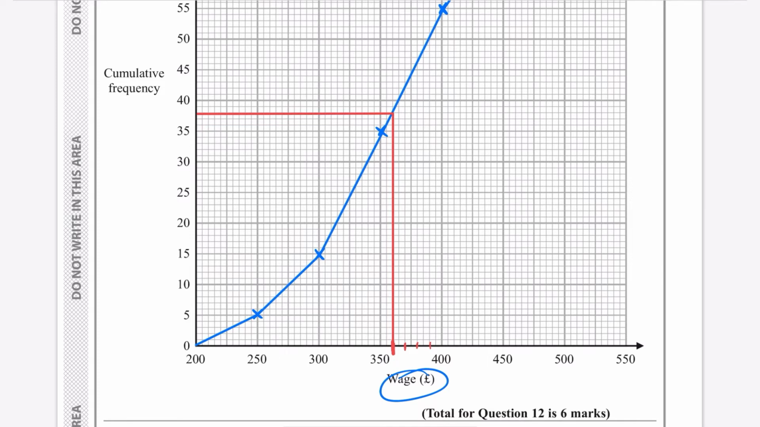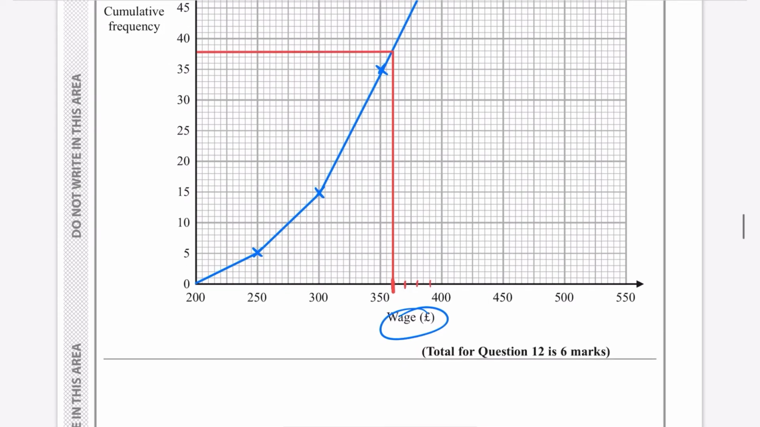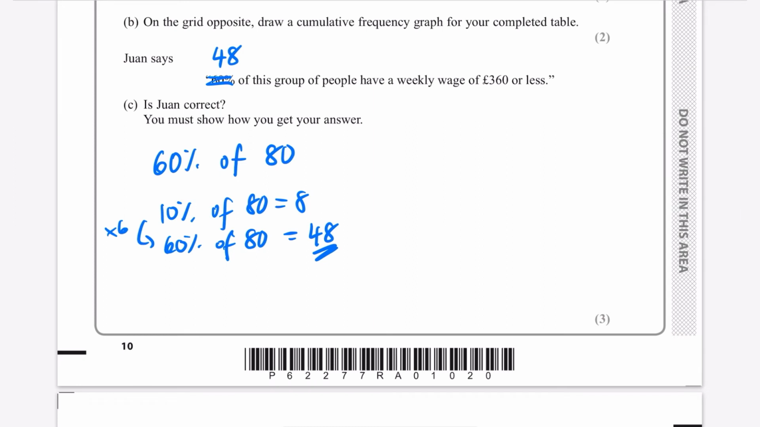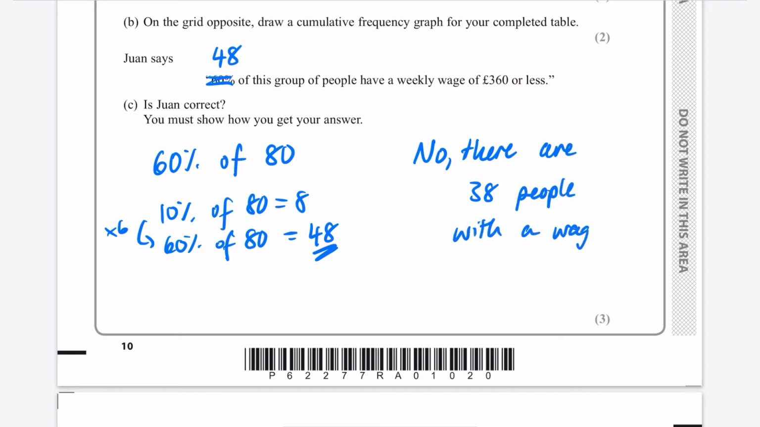It is not 48 people. It is about 38. They do accept a range of different things here. They would usually accept something around that kind of point there. So I need to come back and say, is Juan correct? No. There are 38 people with a wage of £360 or less.